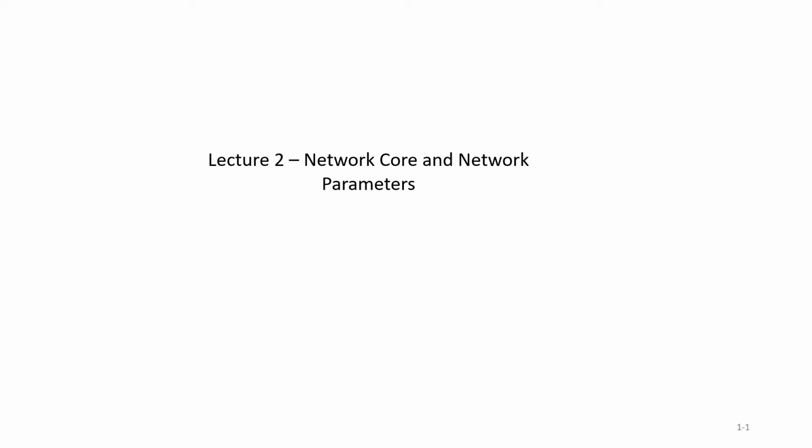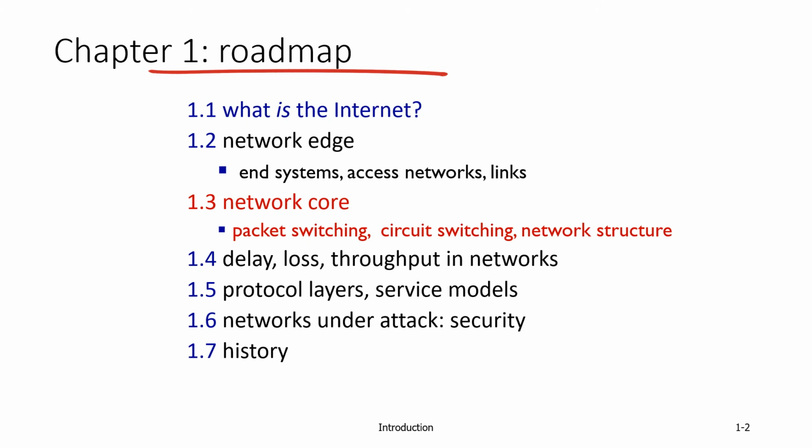In this second lecture, we are going to cover the network core and certain network parameters which aid us in monitoring the network condition. We'll be covering topics such as packet switching, circuit switching, and the overall network structure. In addition, we'll also cover section 1.4, which is about packet delay, packet loss, and throughput or bandwidth in computer networks.